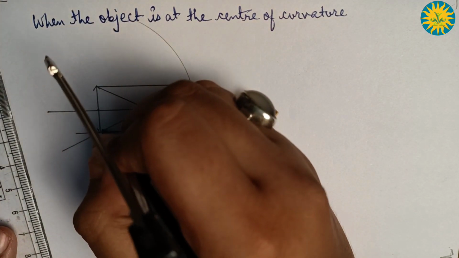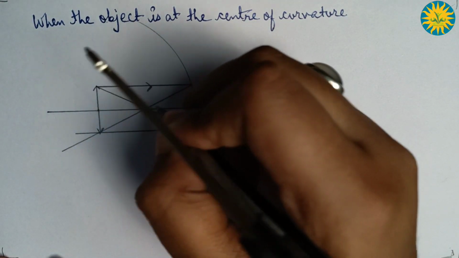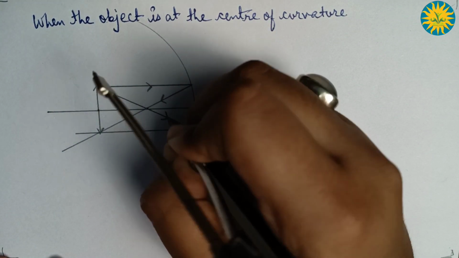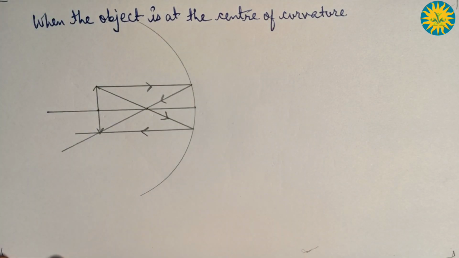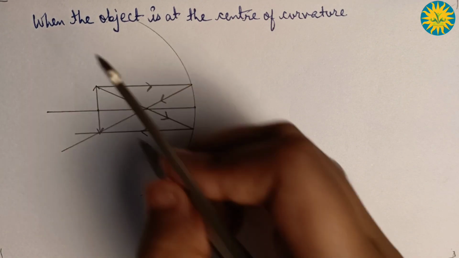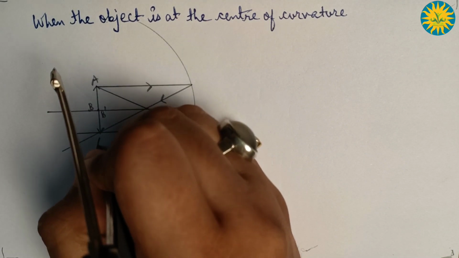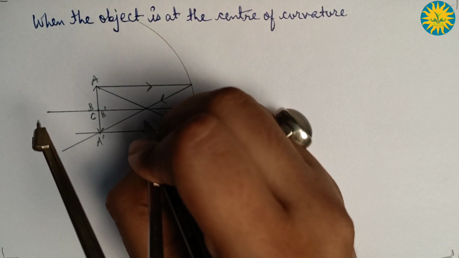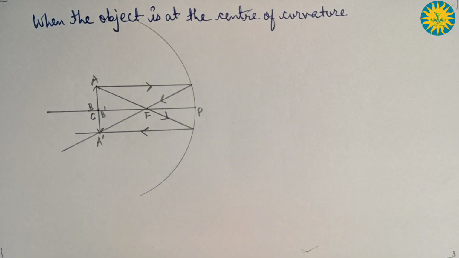Now the main part, the most important part for the ray diagram, the arrow. So now we will name the object as well as the image. So the object is named as AB, whereas the image is named as A dashed B dashed. Just see, this is the point center of curvature, this is the focus, and this is the pole. So this is the image formed when the object is at center of curvature.